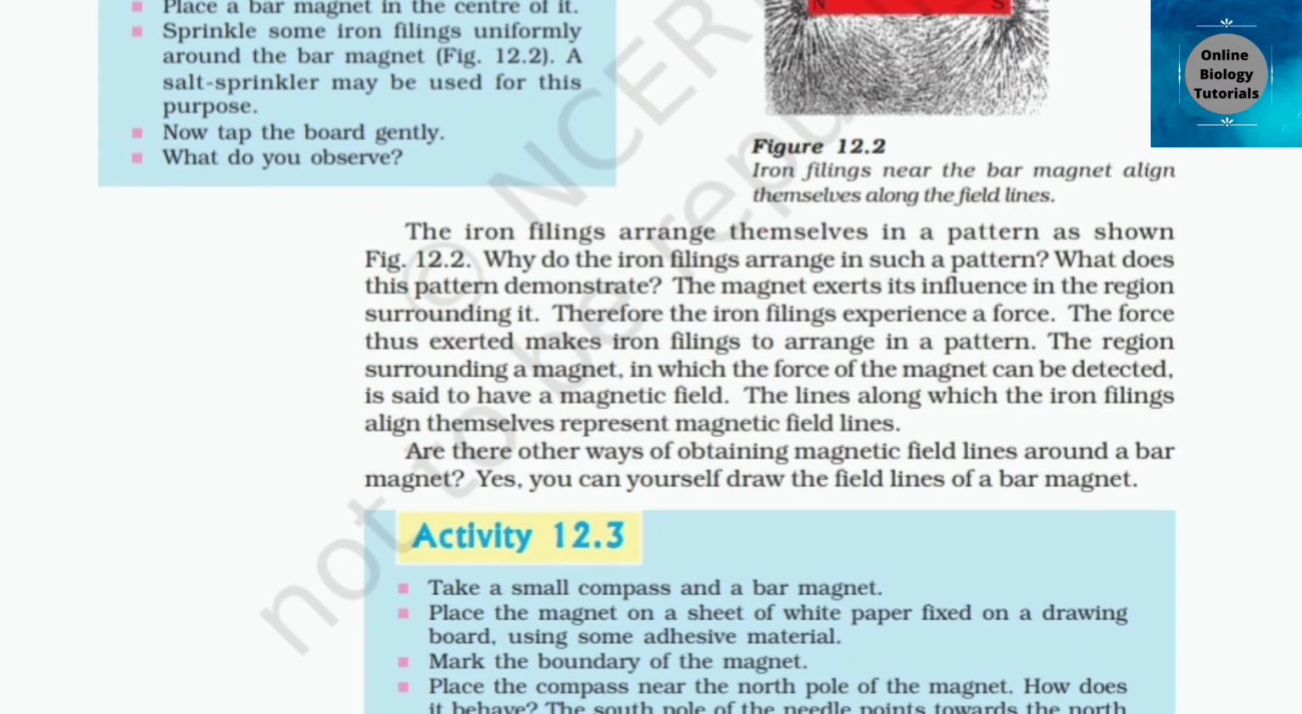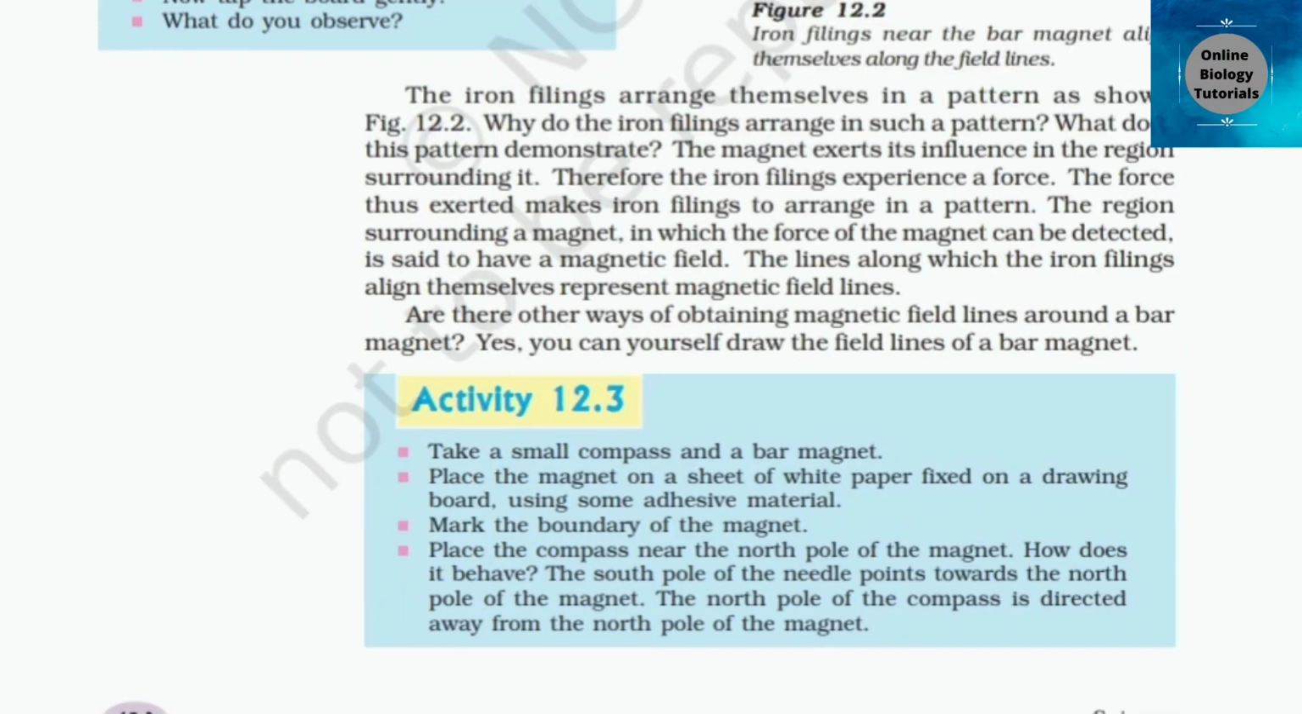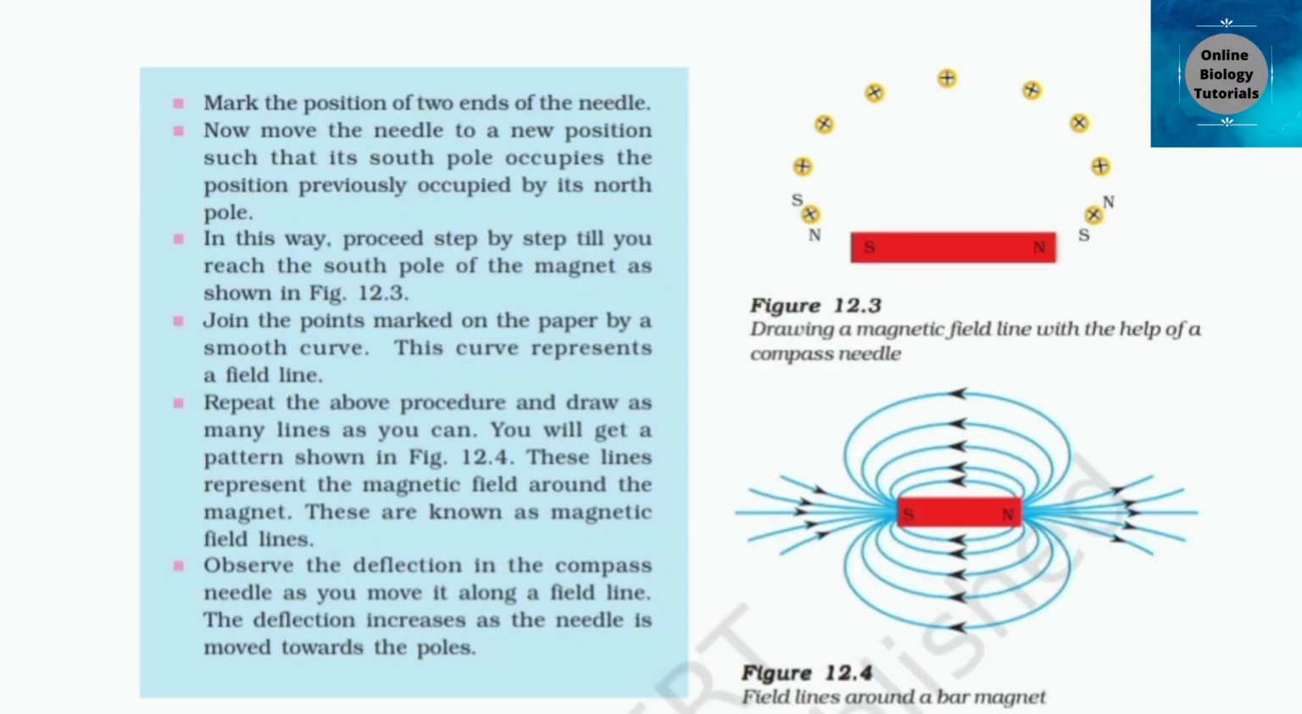Activity 12.3. Take a small compass and a bar magnet. Place the magnet on a sheet of white paper fixed on a drawing board, using some adhesive material. Mark the boundary of the magnet. Place the compass near the north pole of the magnet. How does it behave? The south pole of the needle points towards the north pole of the magnet. The north pole of the compass is directed away from the north pole of the magnet. Mark the position of two ends of the needle.